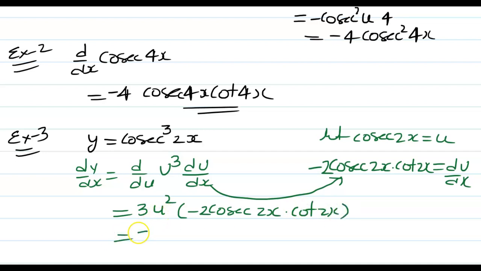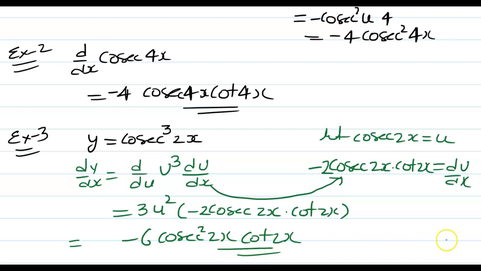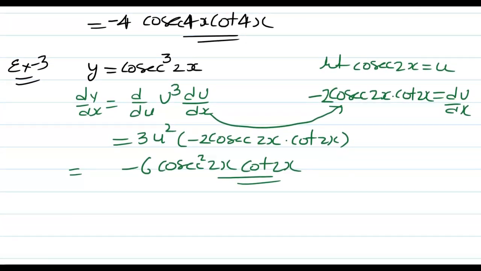Put the value of u back, so it is 3 times cosec square 2x. This minus 2, if you multiply, will be minus 6. So it is minus 6 cosec cube 2x and this cot 2x. Nice. So let's move forward.